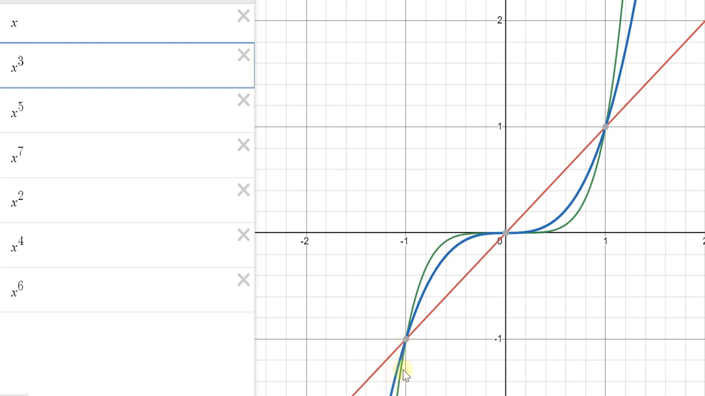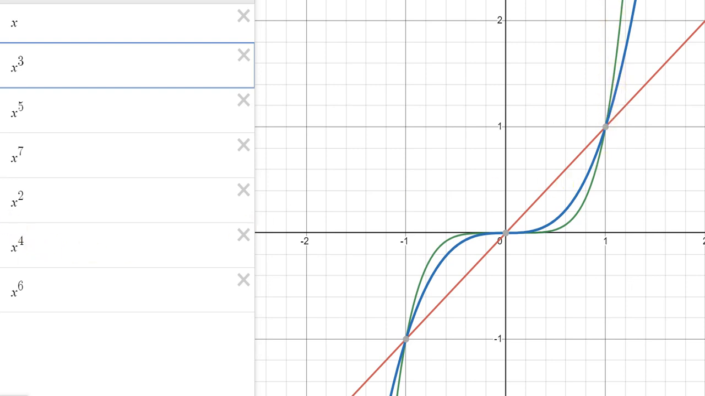Okay. Now, look at x to the 5th. That's the green one. That's this one. Well, the green one also goes through 1, 1 and negative 1, 1. Now, notice how it's flatter around 0. It's going to spend a heck of a lot more time in the neighborhood of 0 before it sharply rises beyond 1. And it even takes over the blue curve, which is x cubed.